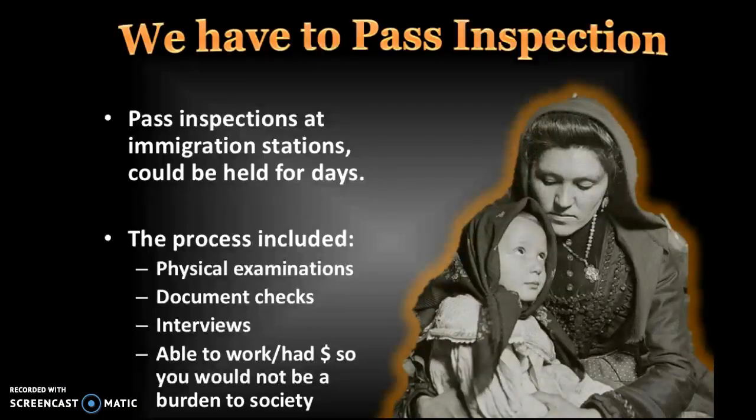So in order to pass the processing center and to be able to get off Ellis Island and head into New York City, you have to pass inspection. At this point, you were held for days at this immigration center. The process included a physical examination, making sure that you were healthy, document checks, making sure you have the right paperwork to be able to come here, and interviews, trying to see if you had any people here, and making sure that you were healthy and physically able enough to work, and that you had some sort of money or you knew someone here that could provide you money, so this way you weren't a burden to society.